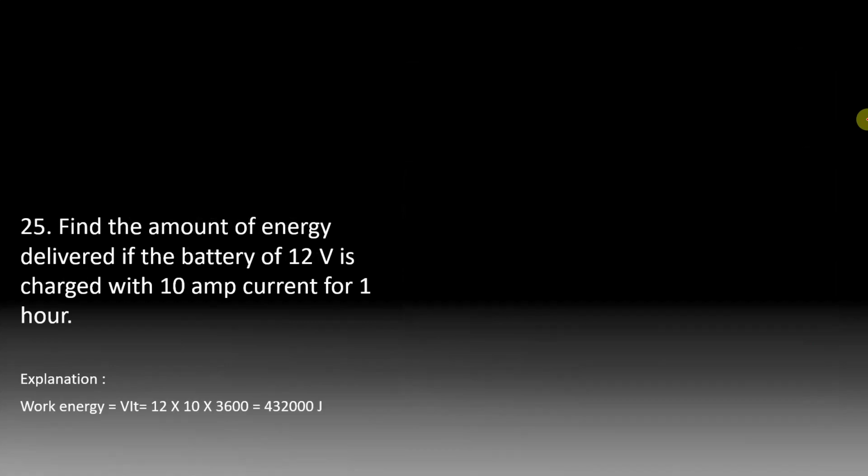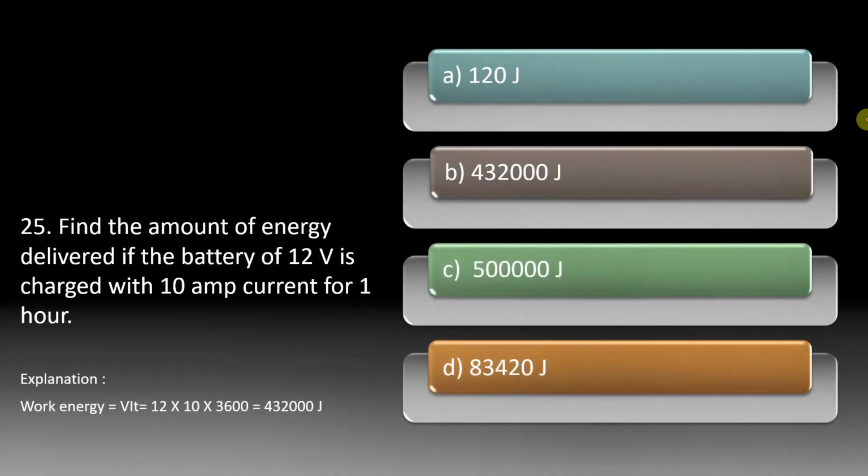Find the amount of energy delivered if a battery of 12 volt is charged with 10 ampere current for 1 hour. Now electric work is given by VIT. So voltage is 12 volt, current is 10 ampere and time is 1 hour, that is 3600 second. So this is nothing but 432,000 joule. So option B is the correct option in this particular case.